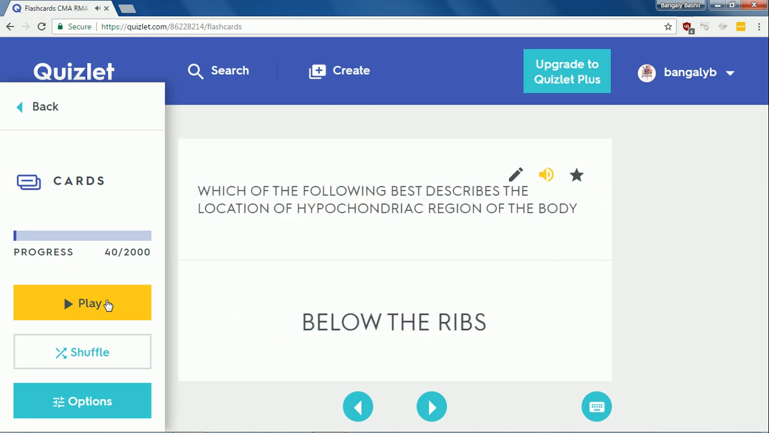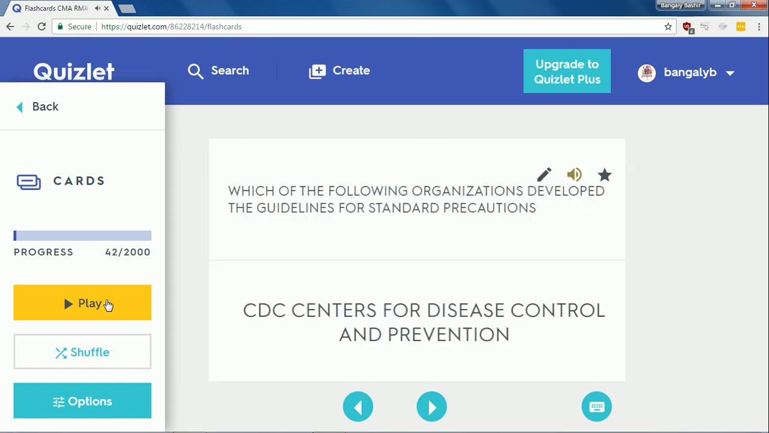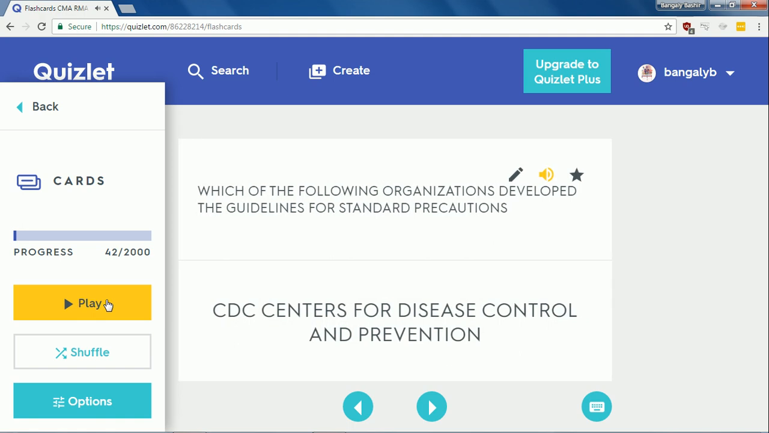Which of the following best describes the location of the hypochondriac region of the body? Below the ribs. Which of the following techniques is used to protect the patient from exposure to outside pathogens during minor surgery? Asepsis. Which of the following organizations developed the guidelines for standard precautions? CDC, Centers for Disease Control and Prevention.